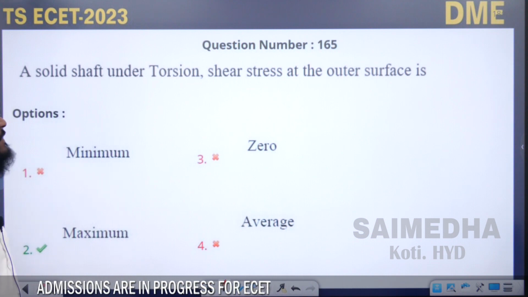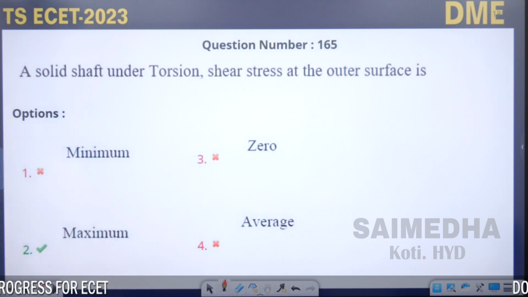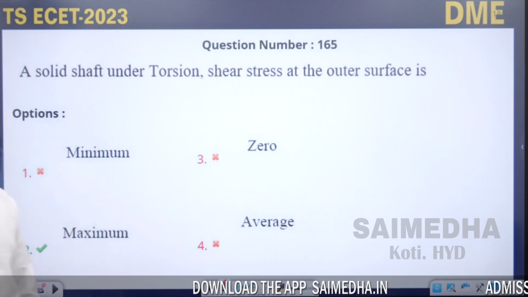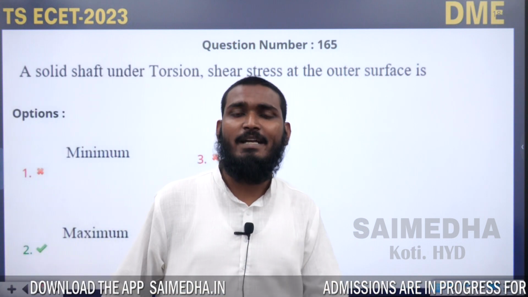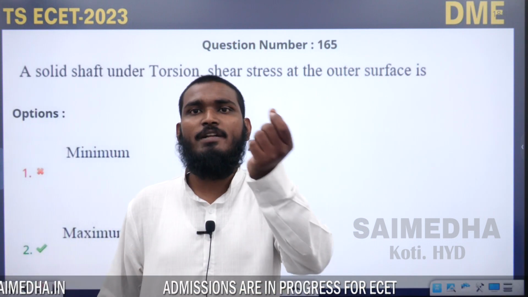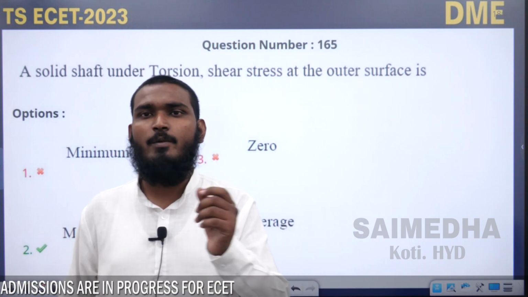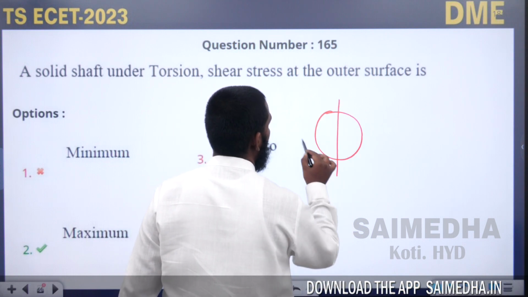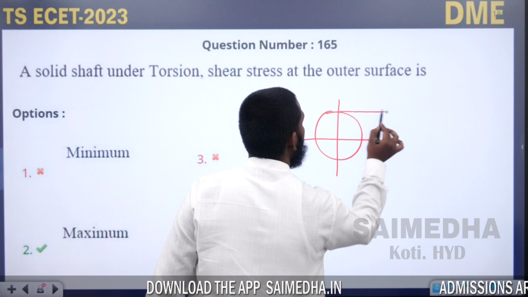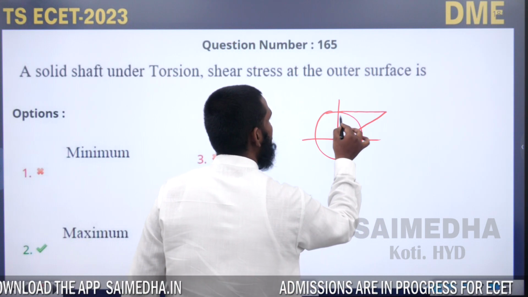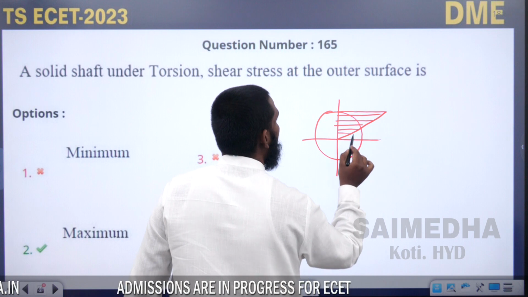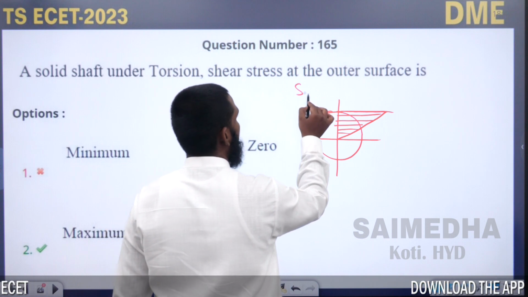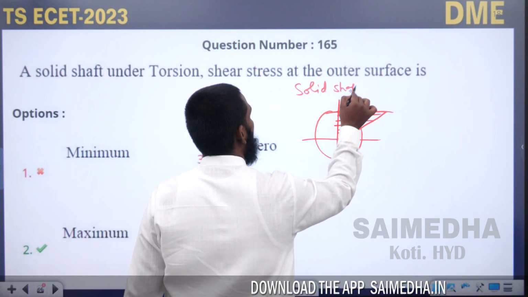Now next, a solid shaft under torsion, shear stress at the outer surface is? Shear stress will be varying directly according to the distance, the radius we are having. Suppose you have taken the solid shaft over here, and we are taking the shear stress like this. Now shear stress is maximum at the outer surface. Listen carefully, this is for solid shaft.